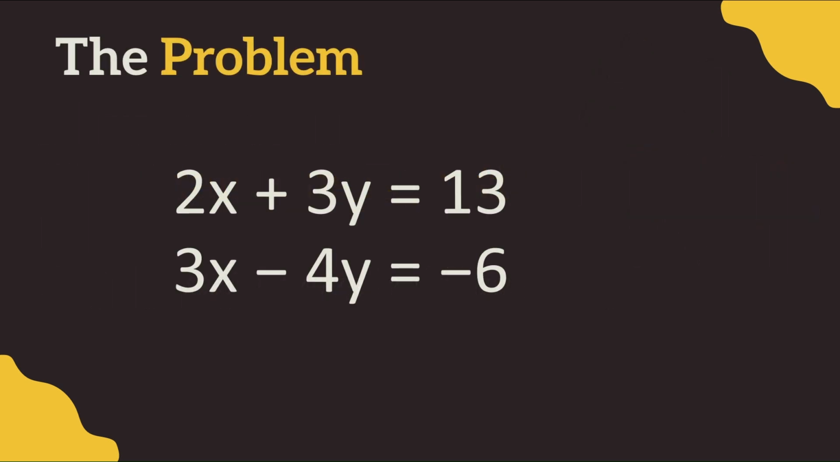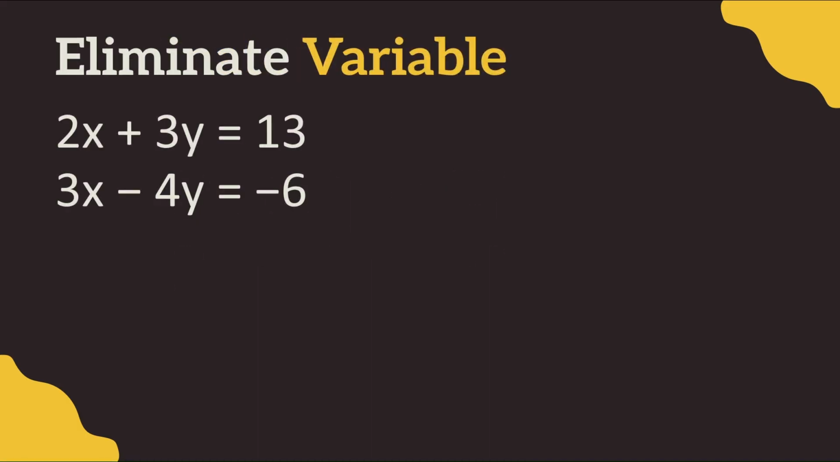We have 2x plus 3y equals 13 and 3x minus 4y equals minus 6. Same as before, our goal is to find values of x and y that satisfy both equations. The first step is to eliminate one variable. This time, we're going to eliminate x as it will give us smaller numbers which are easy to manage. Always try to make things easy for yourself.